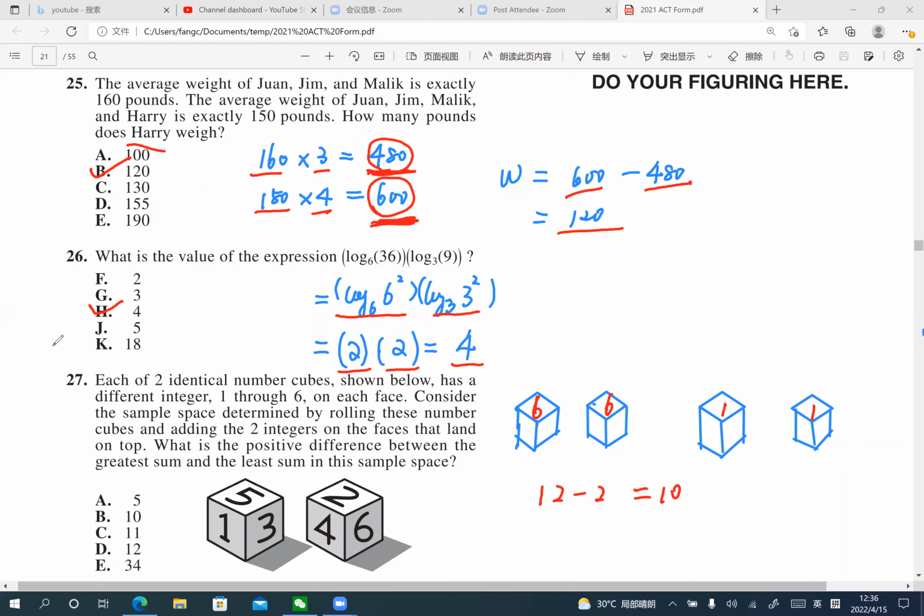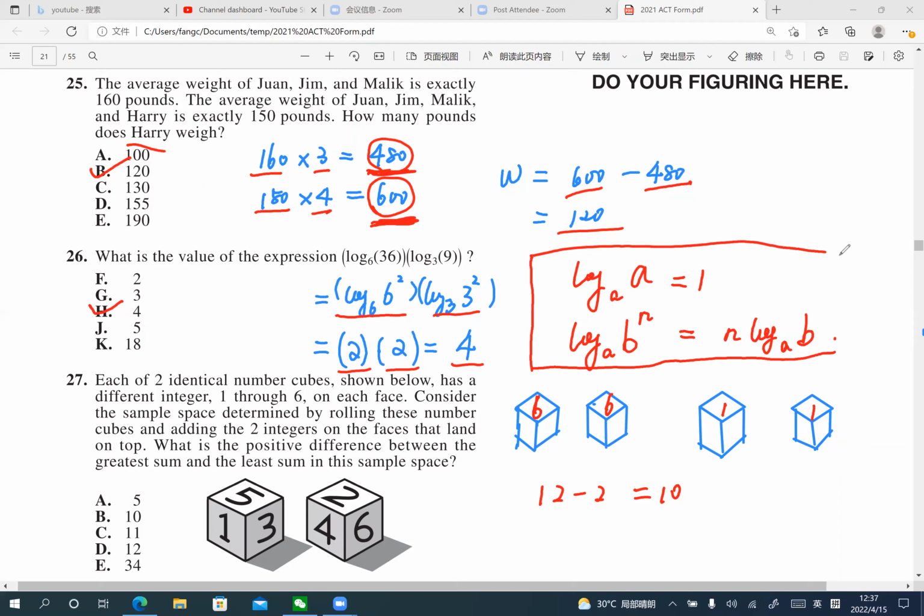Here we use a logarithm rule: log base A of A equals 1. And another rule we used is log base A of B to the power of n should be equal to n times log base A of B. These are the 2 rules we used in question 26.